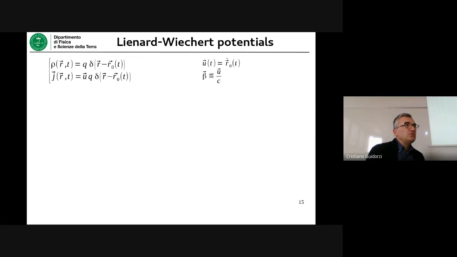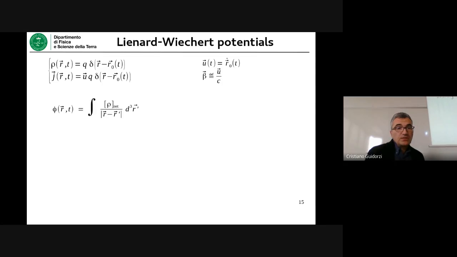What we are going to do now is replace these particular expressions, these particular formulae for both rho and J, in the formal solutions of the equations. In particular, let's start with phi, the scalar potential. This is the very general solution that I already showed last time. The goal here is simply to use this expression for rho.